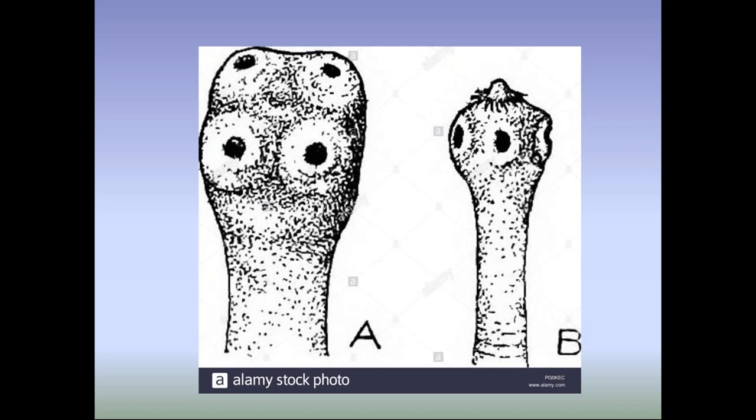Hooklets are also there. It is a round globular structure. This tapeworm is called Taenia solium. Round globular structure, and hooklets are present. The small beak-like structure is called the rostellum, and the hooklets are surrounding that rostellum. And four cup-like suckers are there.